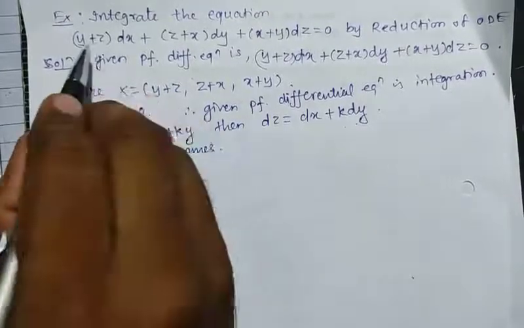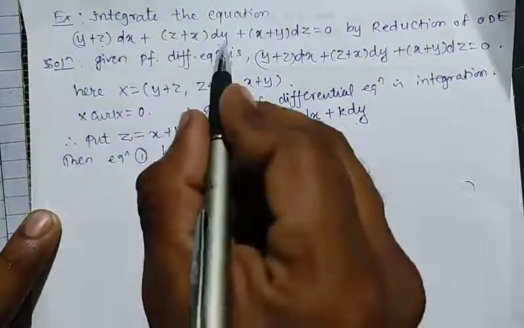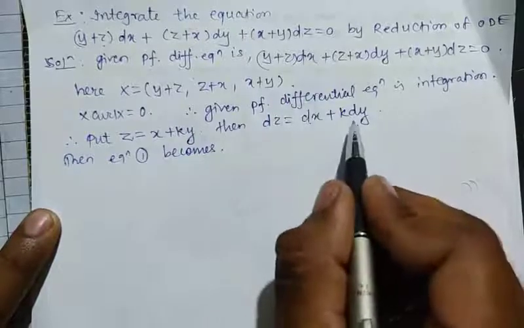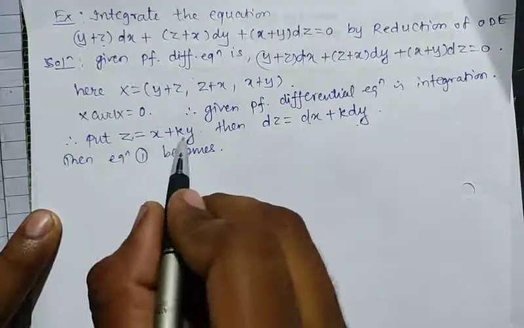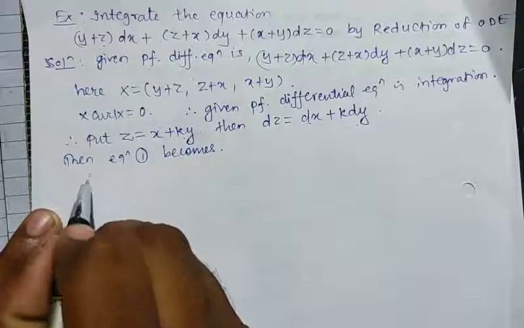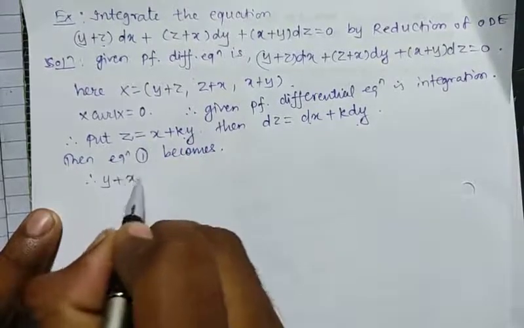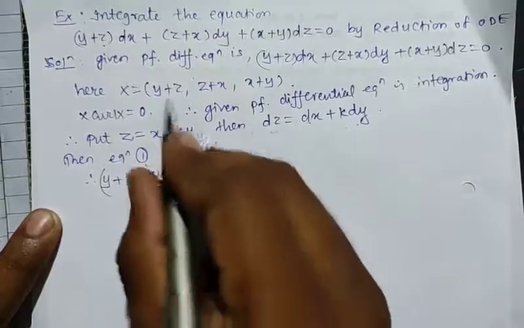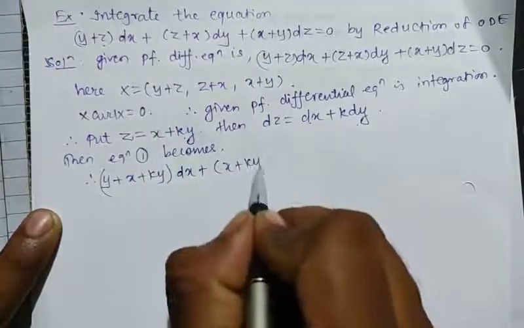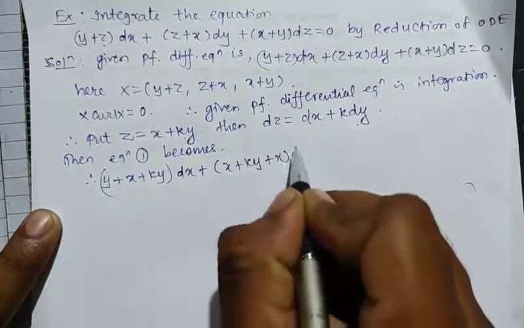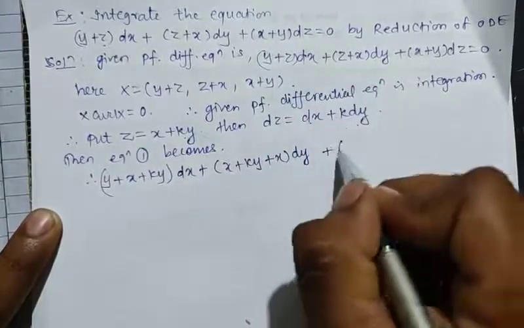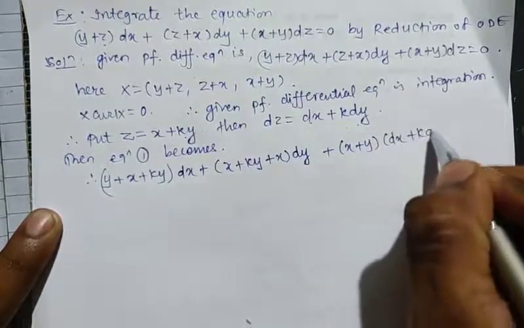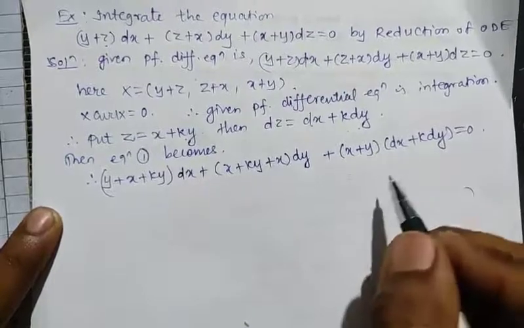Equation 1 is (y plus z) dx plus (z plus x) dy plus (x plus y) dz equal to 0. Substitute dz is equal to dx plus k dy and z is x plus ky. So in this equation we get (y plus the value of z, x plus ky) into dx plus (z is x plus ky, plus x) into dy plus (x plus y) into dz, the value of dz being dx plus k dy, equal to 0.